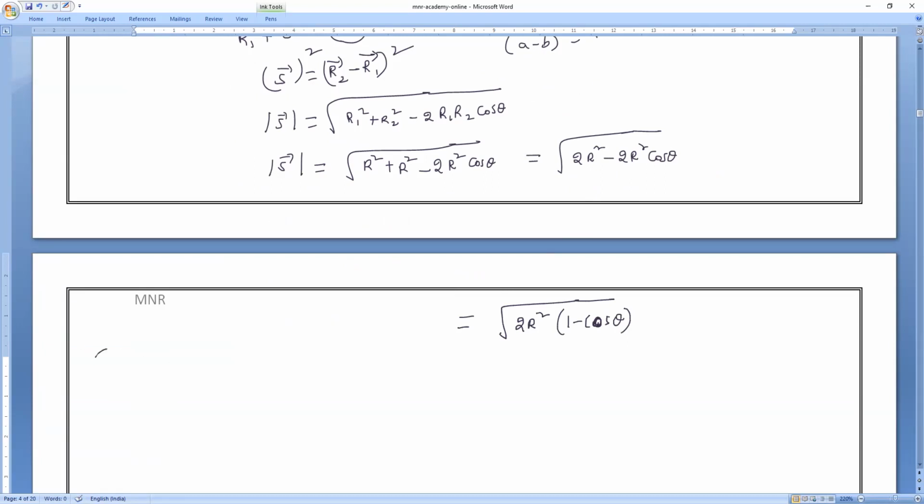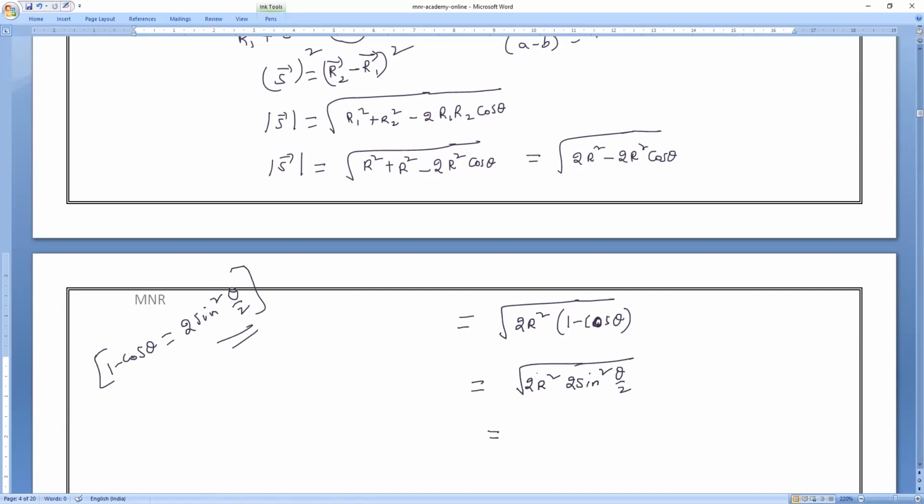Now I am saying, in mathematics, 1 minus cos theta is equal to 2 sine square theta by 2. This is the formula. Learn that. Then you substitute it. What will become? Check it, everybody. So 2r square, in place of 1 minus cos theta, what can I write? 2 sine square theta by 2.